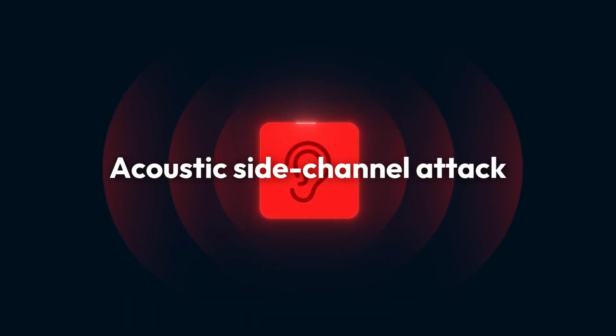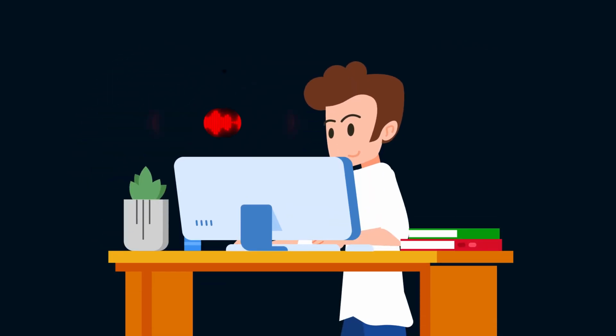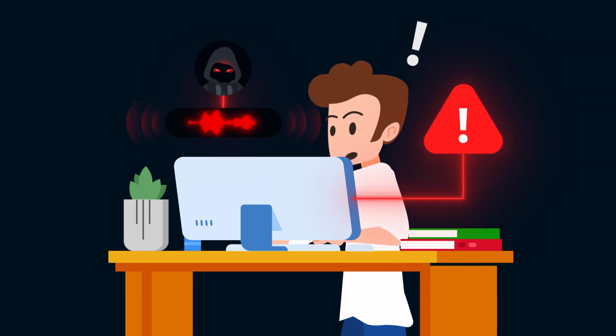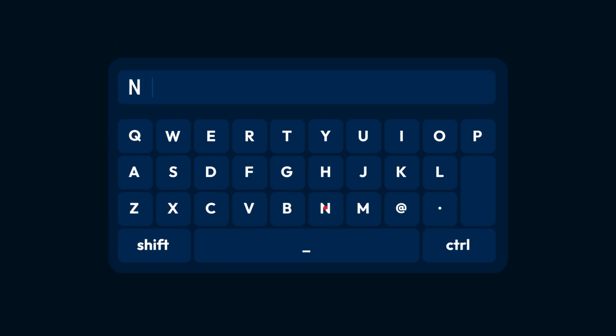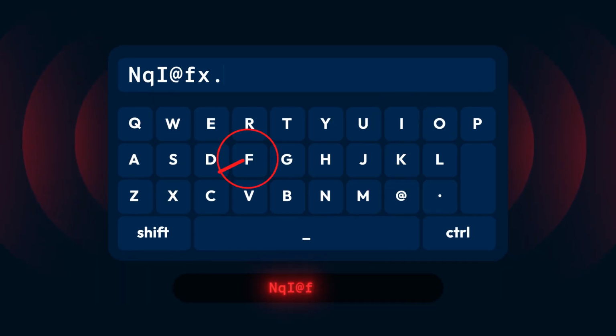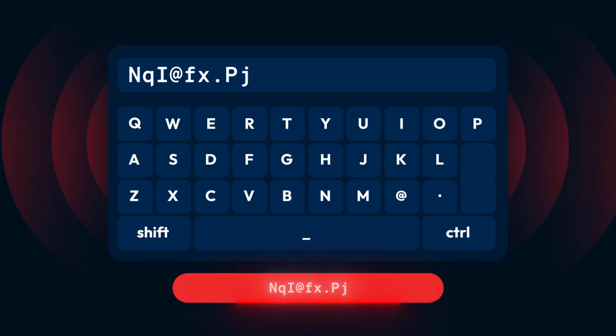Number 1. Acoustic side channel attack. This kind of hacking involves cybercriminals using AI to figure out the different sounds you make when typing. Crazy, right? For example, the time delay between hitting the keyboard keys and the sound of the unique key combination is valuable information that is captured.